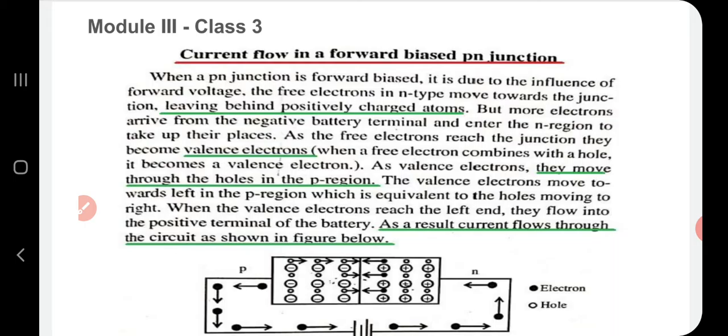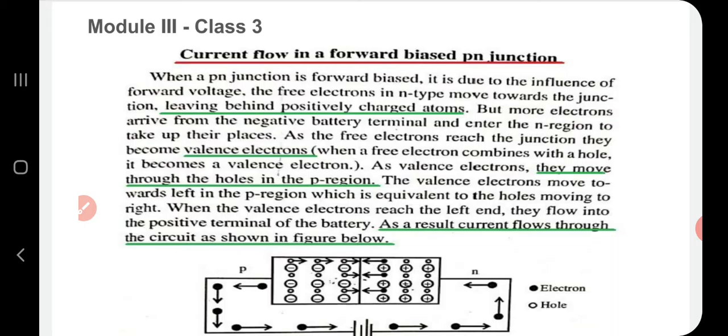Then we studied what biasing is, the various types of biasing, the characteristics, and schematic representations of both types of biasing. Okay, now in today's session, we will see how current flows in a forward bias PN junction. So we know what forward biasing is. That is, once a PN junction is formed, if the P region is connected to the positive terminal of a battery and the N region is connected to the negative terminal of the battery, we call it a forward biased PN junction.